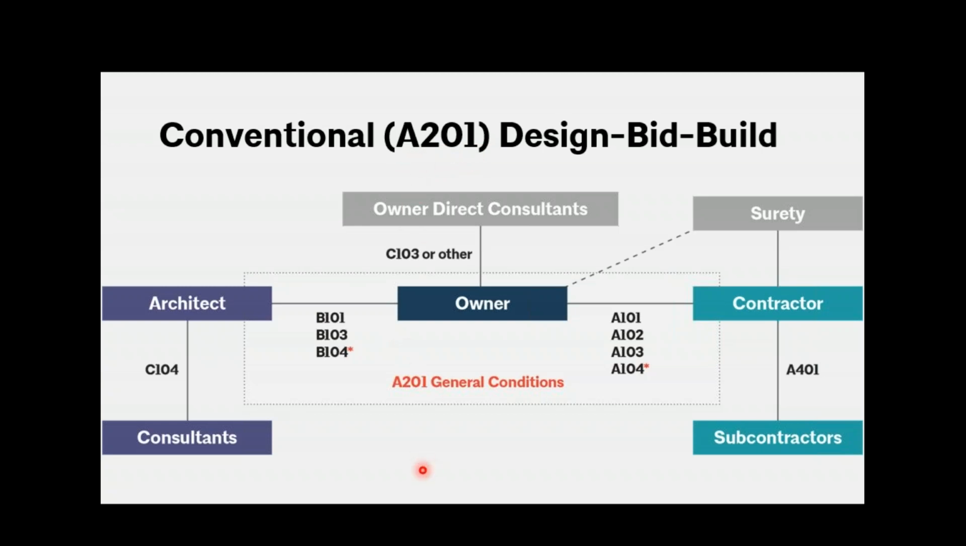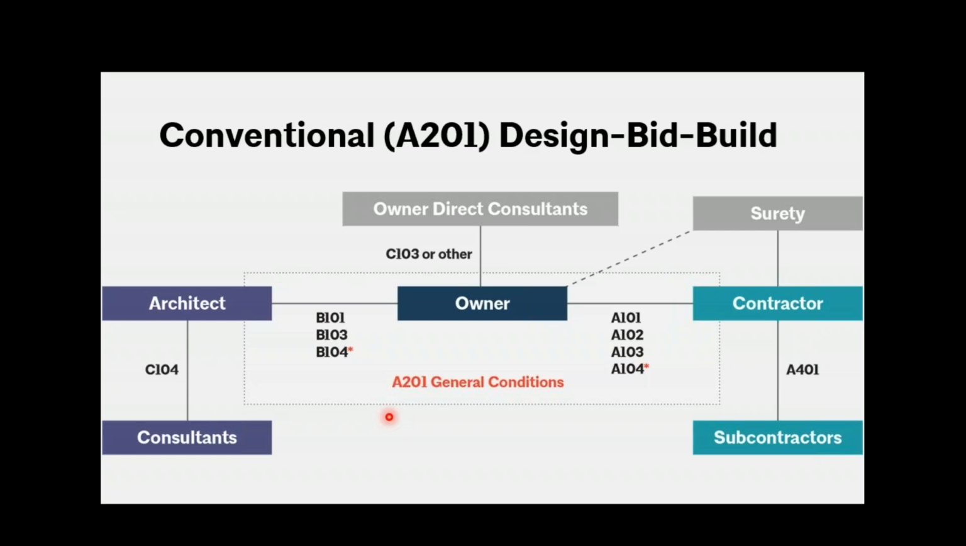So again, to start with A201, that's the general conditions. So you can see that listed here as well. It's kind of like a big circle or umbrella over the whole project. That's what the general conditions are. And then, of course, you have these different relationships you can see with the bright and dotted lines, and you can see the various specific documents in there as far as how that's broken down.